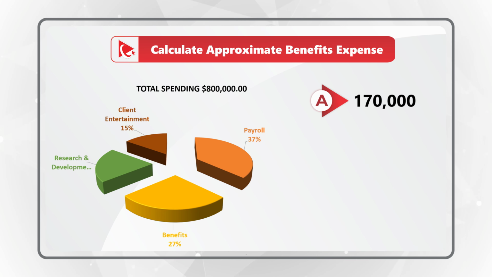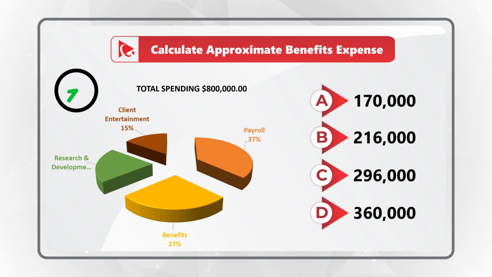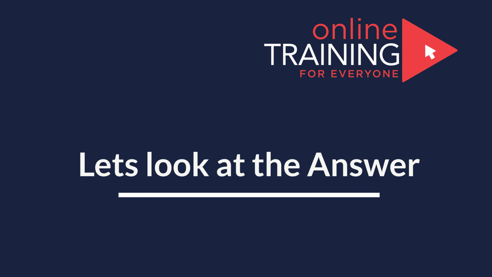Choice A, $170,000. Choice B, $216,000. Choice C, $296,000. And choice D, $360,000. Take a close look, maybe pause this video to see if you can do a mental math and come up with the solution. Ready or not, I am moving forward to share with you my version of the solution. And obviously, if you have a better way to solve it, please make sure to share in comments.